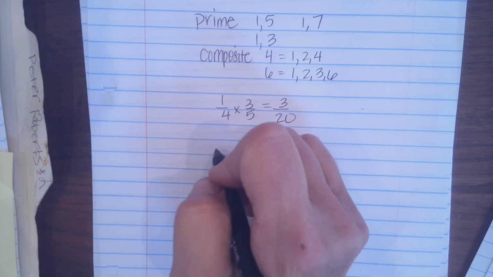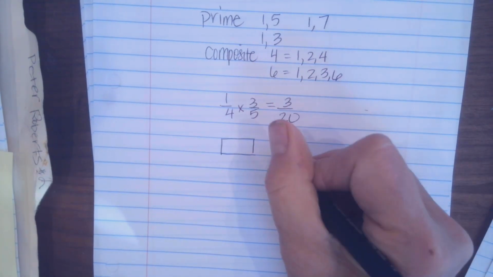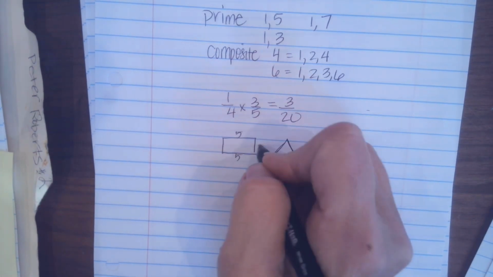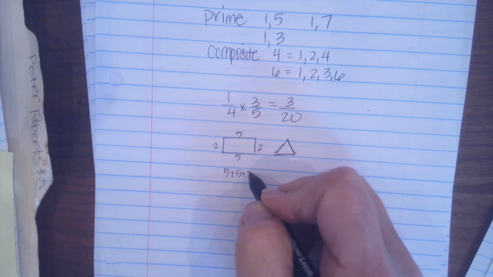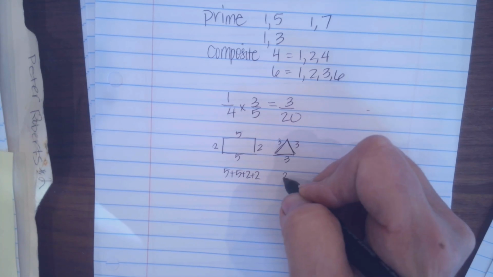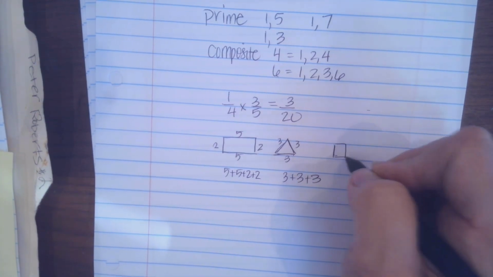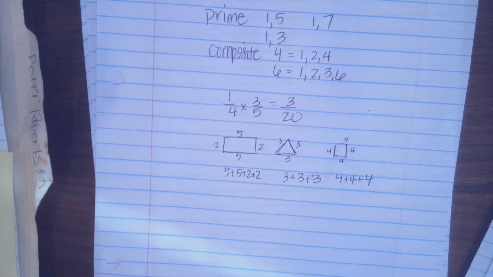And for perimeter of any shape, doesn't matter what the shape is, we just add the sides together. So if this is 5, 5, and 2, this is 2, we would do 5 plus 5 plus 2 plus 2. And if this was 3, 3, and 3, we would do 3 plus 3 plus 3. And then a square is 4, 4, and 4. We would add 4 plus 4 plus 4. That is how you do perimeter.